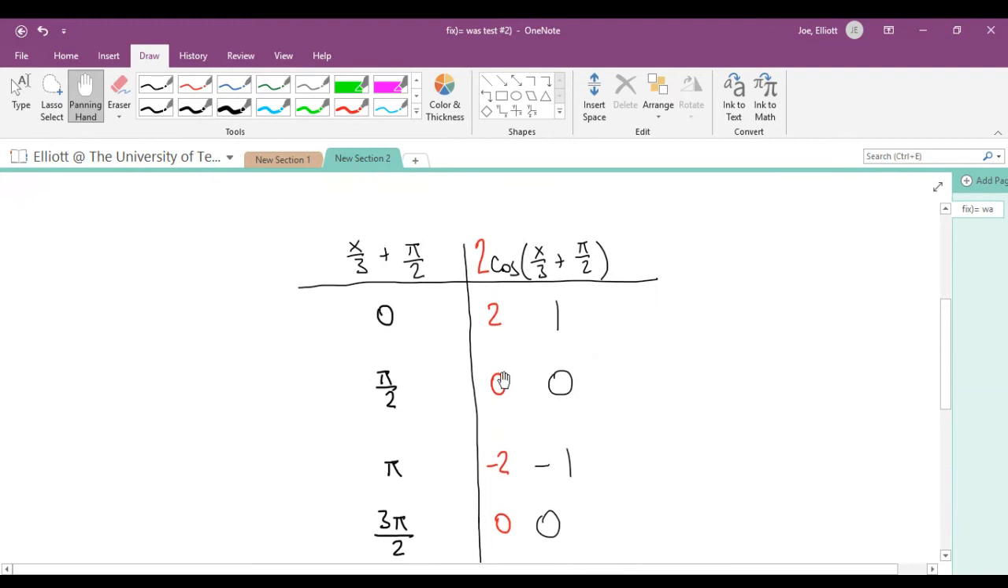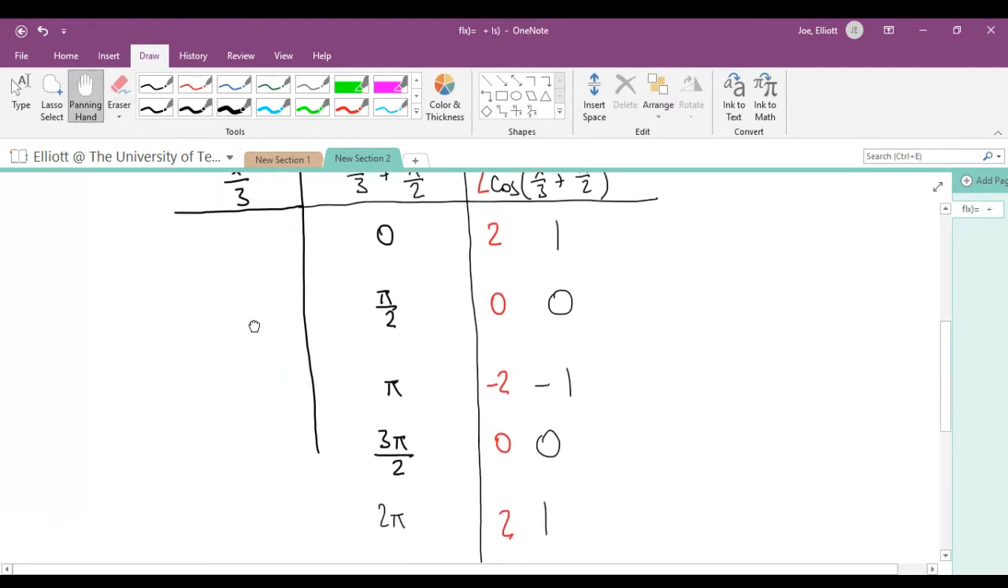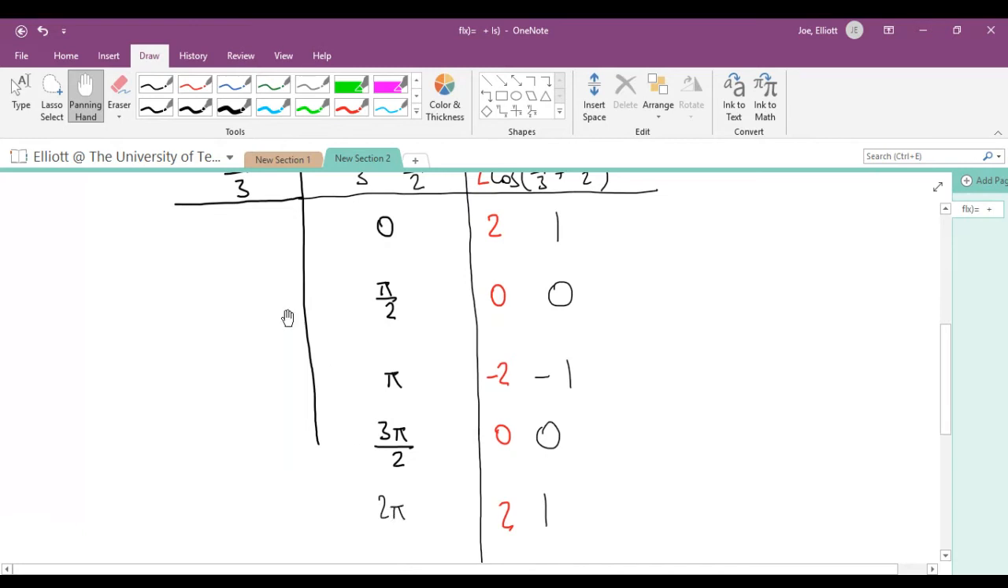Okay, so then the red gives us the values of our function, but we need to compare that with the x values. So now what we need to do is work backwards. From here we have x over 3 plus pi over 2. And I sort of just want to do some algebra and work my way back to x. So what I would do first probably is just subtract pi over 2 from everything to get it in terms of x over 3. So that means we have to subtract pi over 2 from each of the values in this column now.